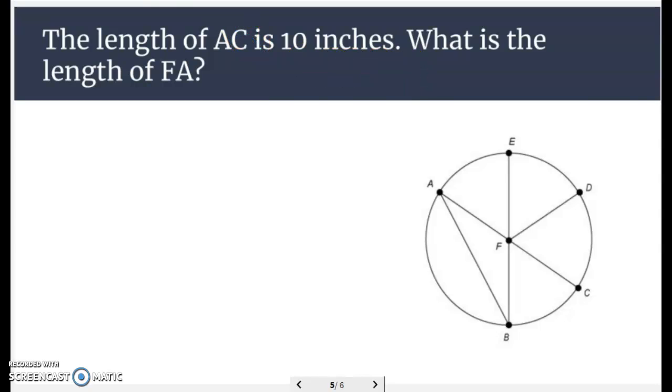The length of AC is 10 inches. Let's find AC here. Here's AC, 10 inches. What is the length of FA? FA would be half of that, the diameter or the radius. Length of AF would be 5 inches.